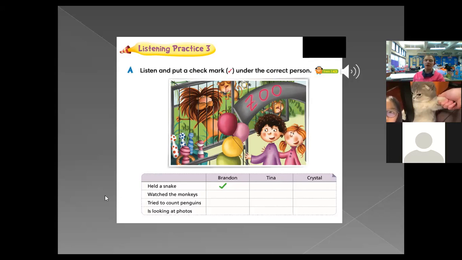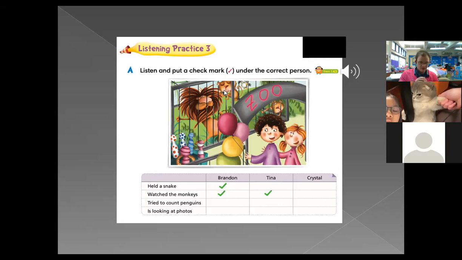Okay, the next one. Who was the person that watched the monkeys? Who was the person that watched the monkeys? Brandon. Brandon, are you sure? I think Brandon and Tina. Brandon and Tina. Okay, so let's put our stamps down. And we'll find out at the end if we have them all correct.